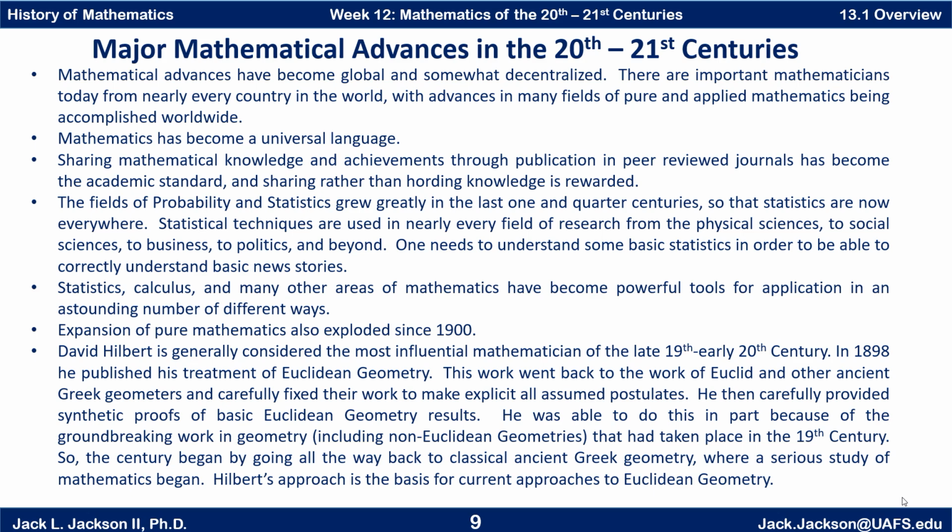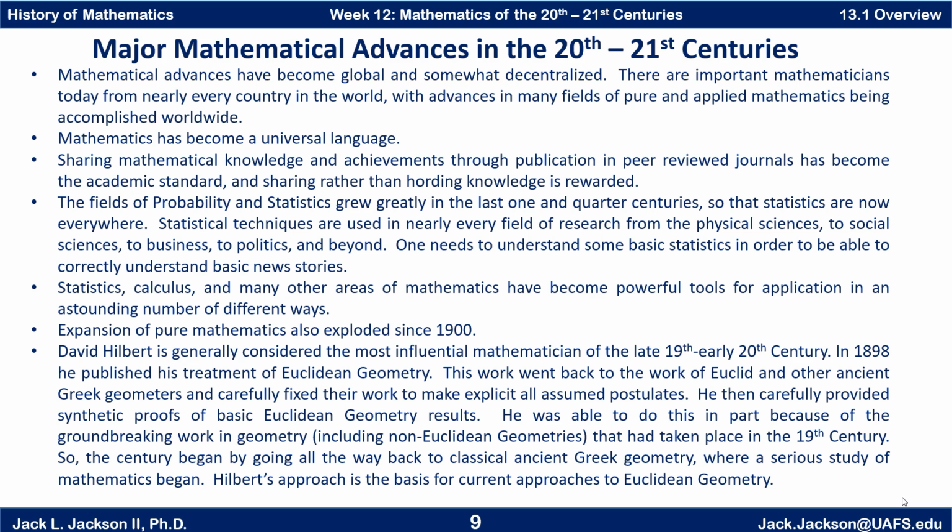kinds of situations. Statistics, calculus, and many other areas of mathematics have become powerful tools for application in an astounding number of different ways. But expansion of pure mathematics has also exploded since 1900, not just applied mathematics. David Hilbert is generally considered the most influential mathematician of the late 19th to the early 20th century. In 1898, just before the beginning of the 20th century, he published his treatment of Euclidean geometry.